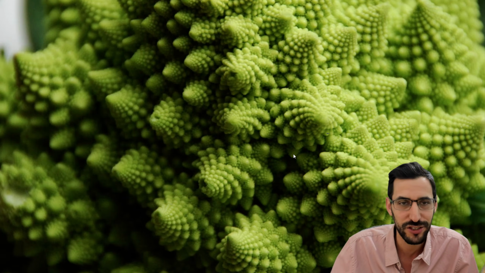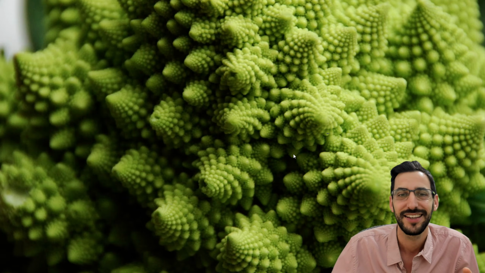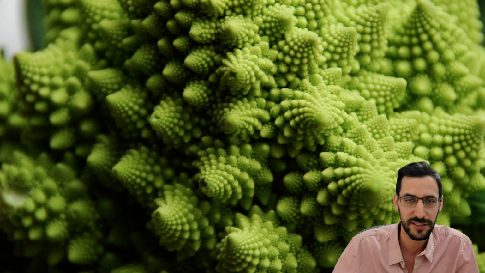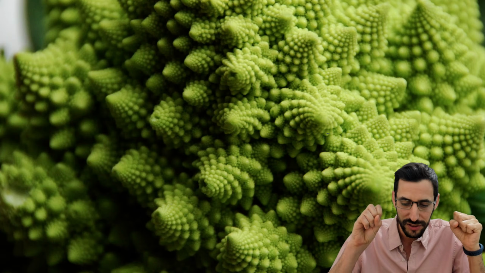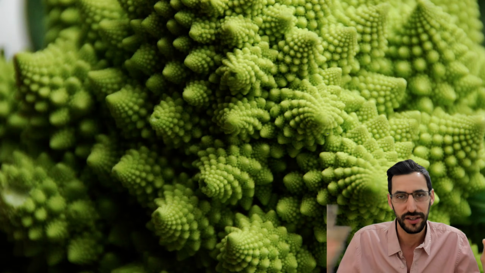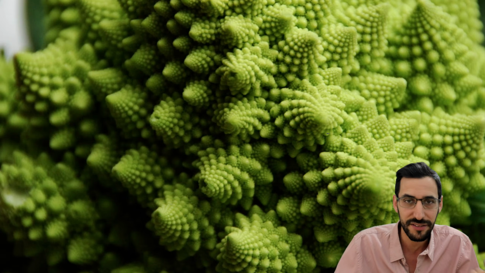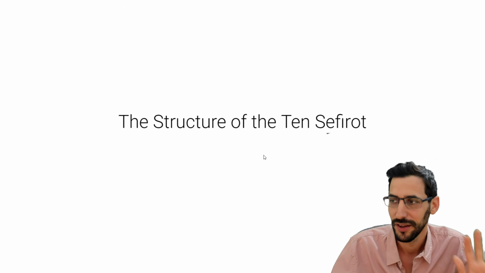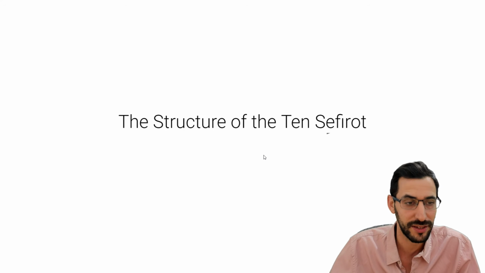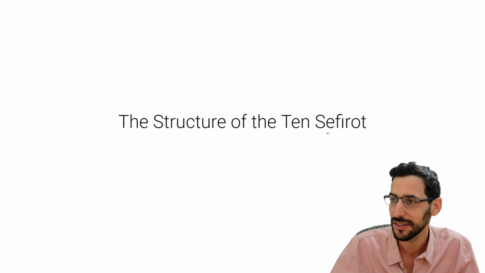So why am I showing you pictures of broccoli and leaves? Because the 10 Sefirot, at their core, that's what they are. They're self-similar fractals that are rooted into everything in existence. So understanding this structure is understanding everything, all of reality. All right, so let's jump into the structure of the 10 Sefirot.